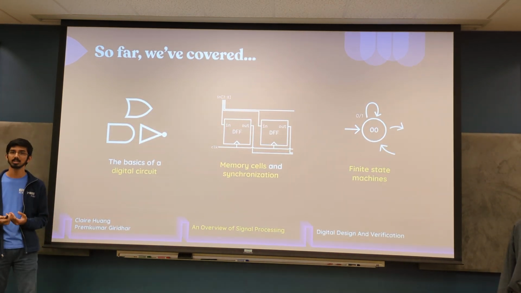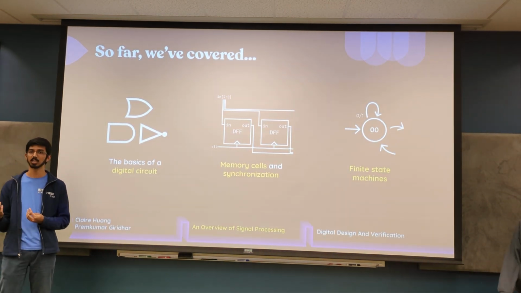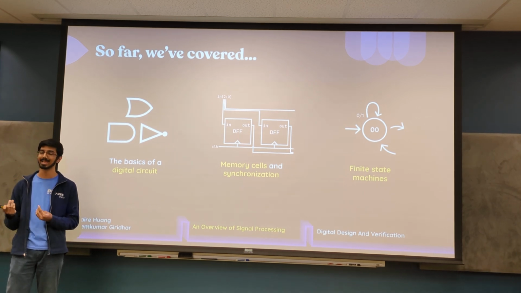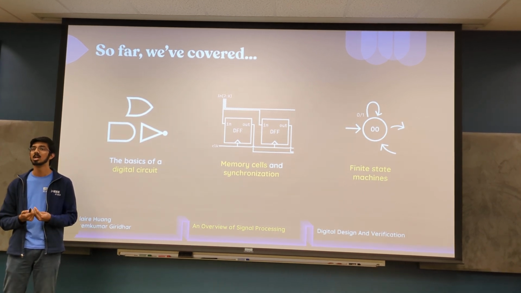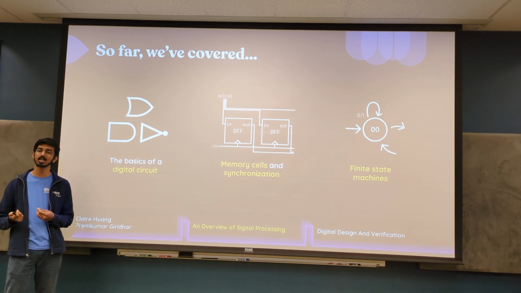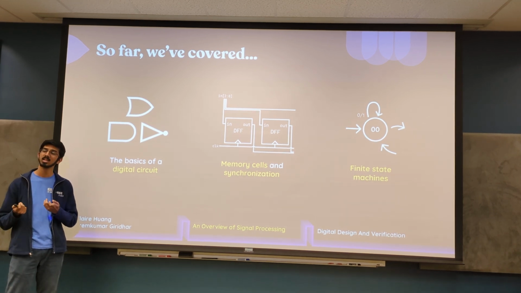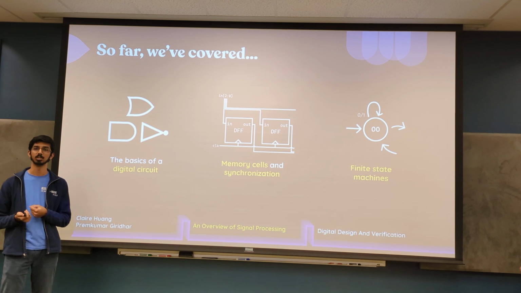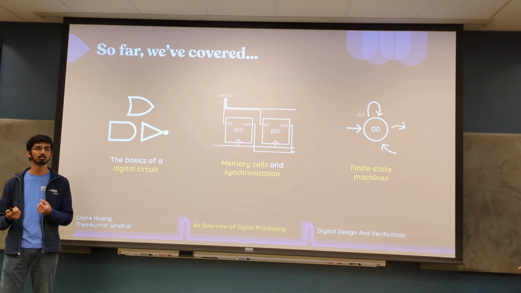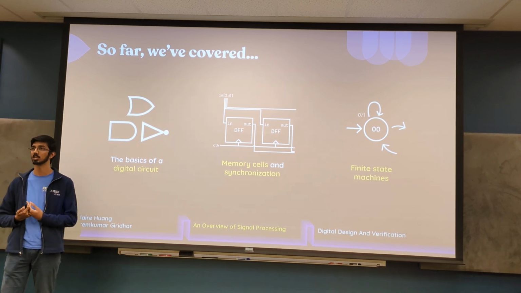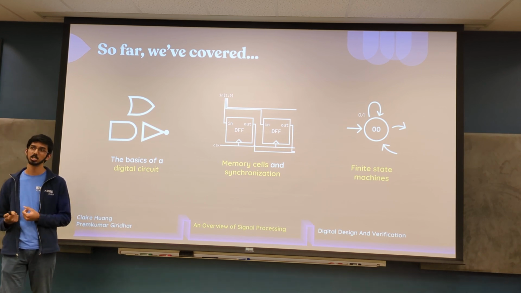So far in DAV we've covered the basics of a digital circuit, like combinational logic, and gates, binary, things like that. And then last lecture we talked about memory cells and synchronization with clocks. And then we talked a little bit about finite state machines, which are sort of the core foundations of designing a sequential circuit on an FPGA.